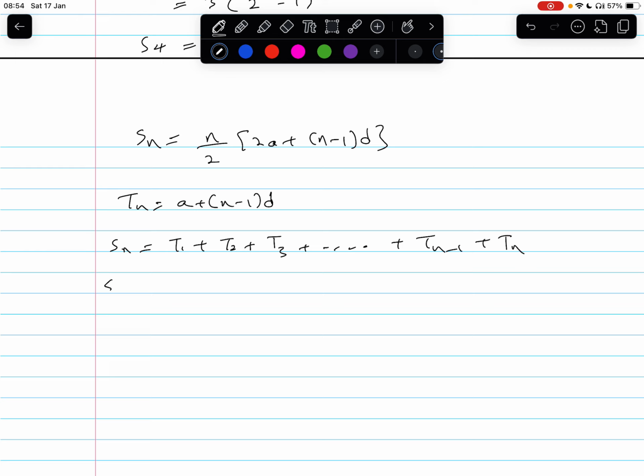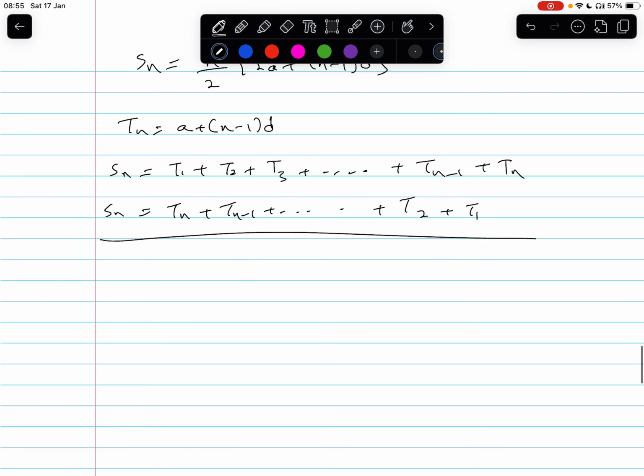We'll do this, and then we'll also do this again in reverse: Tn plus Tn minus 1 plus all those, plus T2 plus T1. So let's do that. For T1, we substitute 1 in the place of n. That's going to be 0 times d. That's just the first term. For T2, we substitute 2. That's 2 minus 1, which is 1. So the second one is a plus d.